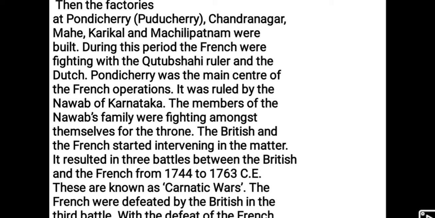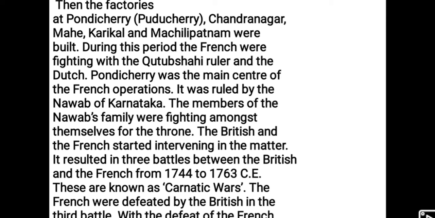Now what is important over here? Why were they fighting? For Pondicherry. Pondicherry was the main center of the French operation. It was ruled by the Nawab of Karnataka. The members of the Nawab family were fighting among themselves for the throne. Now this thing came to light, that internal conflict was going on. The French also came to know that there was internal conflict in the Nawab family. The Dutch also came to know about it.